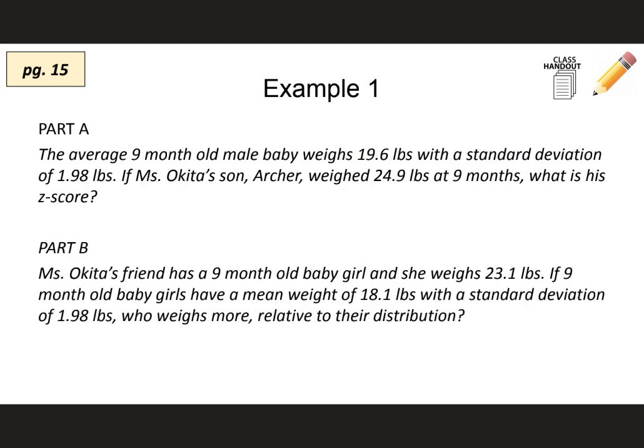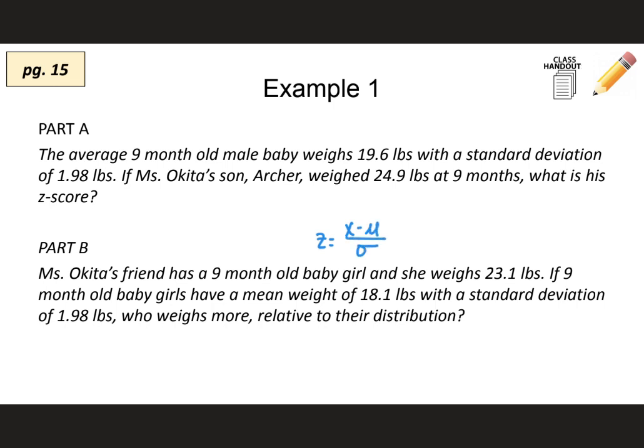All right, so let's look at part 2. It says Miss Okita's friend has a 9-month-old baby girl, and she weighs 23.1 pounds. If 9-month-old baby girls have a mean weight of 18.1 with a standard deviation of 1.98 pounds, who weighs more relative to their distribution? Boys tend to be heavier than girls. So again, we're going to work with the Z-score formula, which is X minus mu divided by our standard deviation.